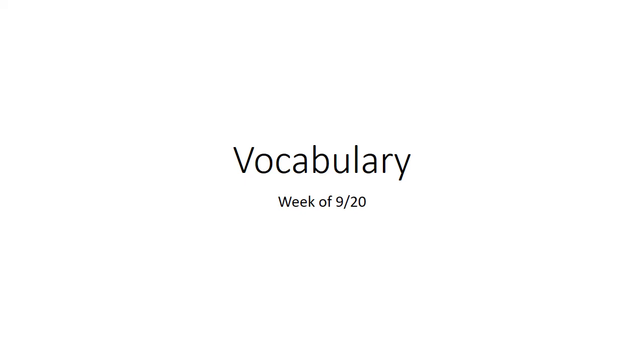This is the vocabulary PowerPoint for the week of September 20th. The first word we are going to go over is inhospitable, and you will notice that you see the word written in red, black, and blue. Well, that is because inhospitable has a root word, a prefix, and a suffix.